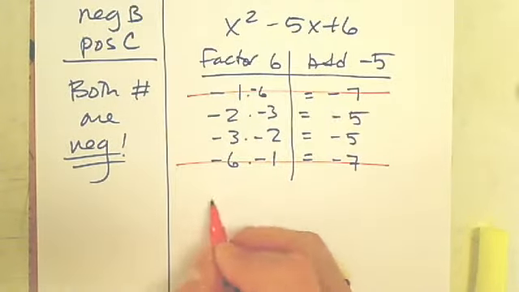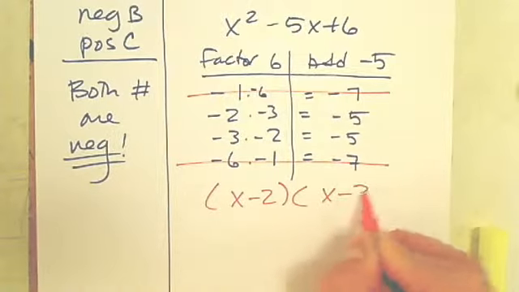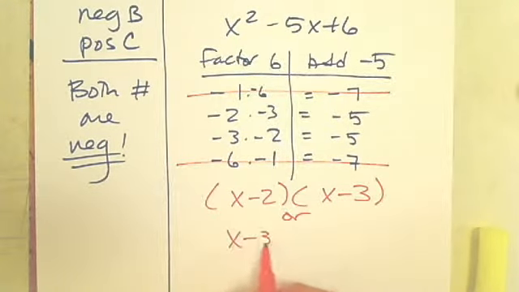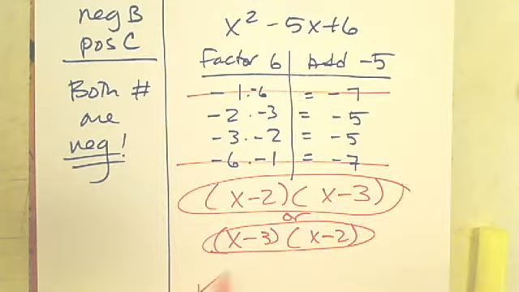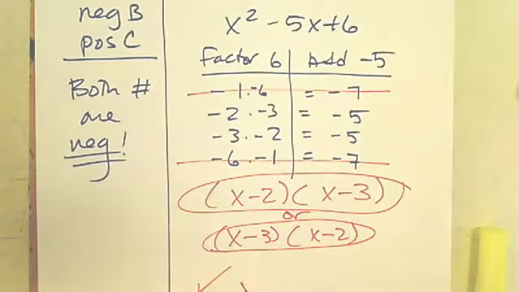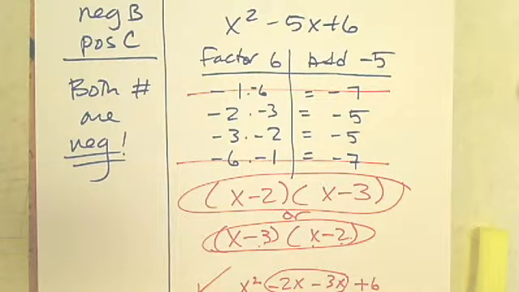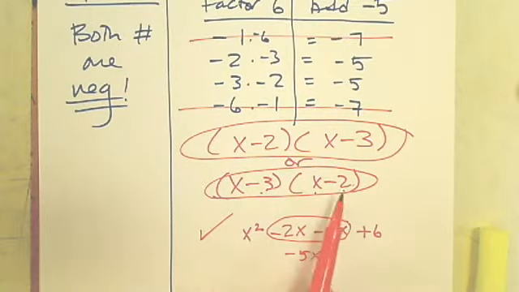So your parentheses could be, or, because if you check by FOIL, x times x, x squared. X times negative 2, negative 2x. Negative 3 times x, negative 3x. Negative 3 times negative 2, positive 6. Combine my terms in the middle, that gives you negative 5x. So I know that this is appropriate. Just one of them is fine.